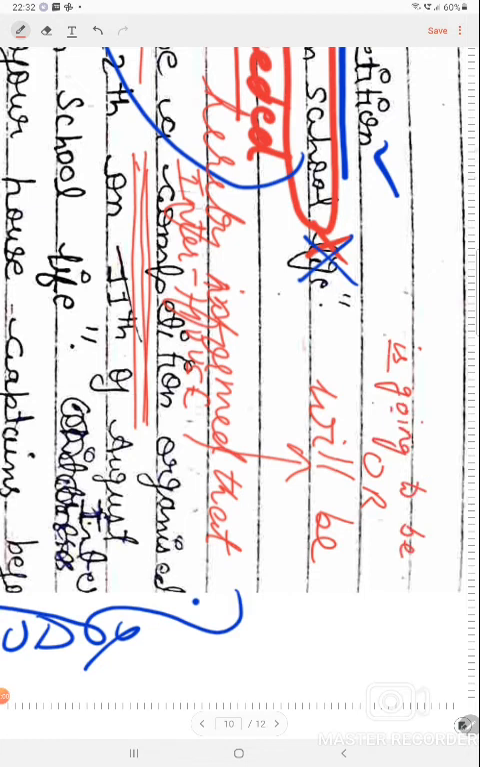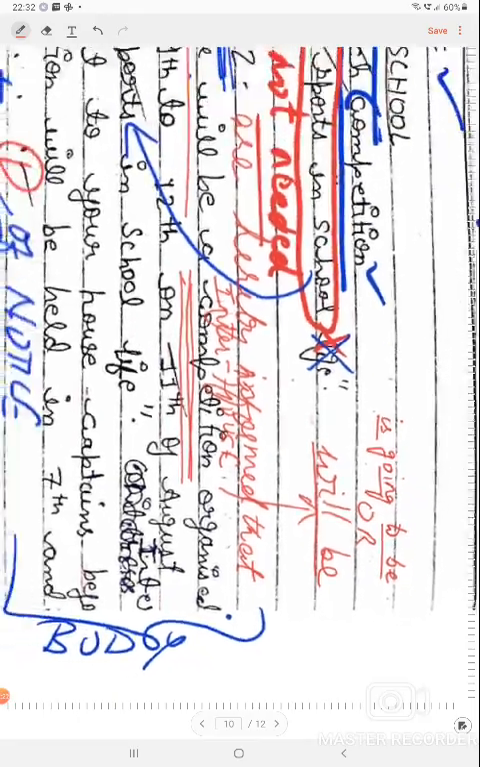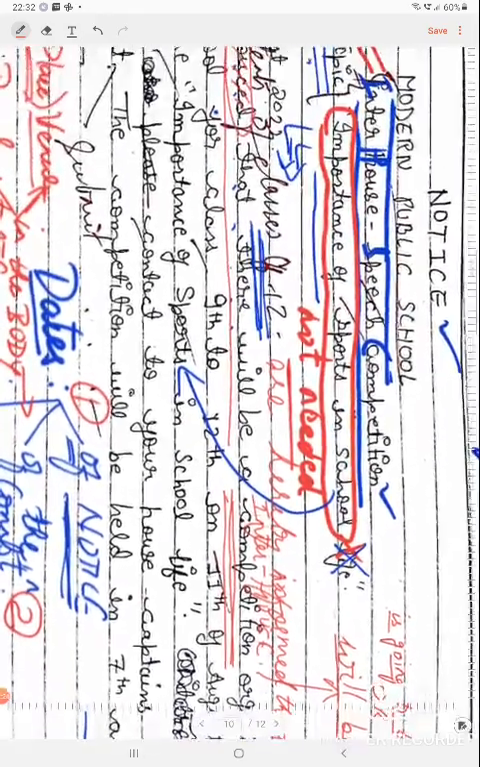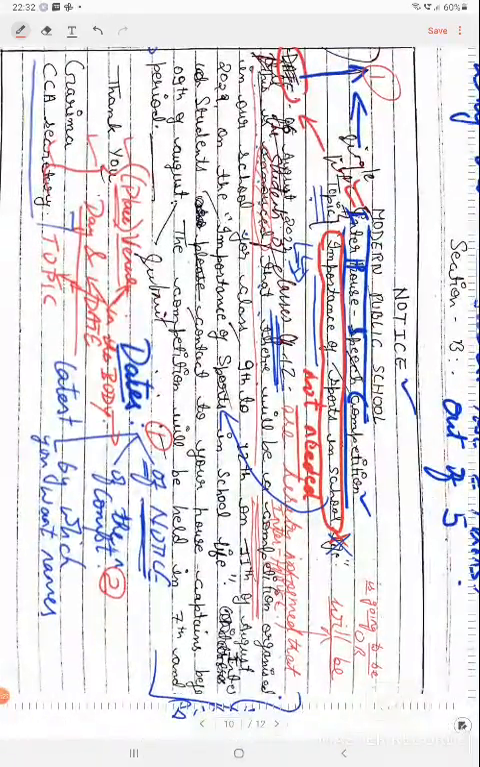Use it as a template. I have been telling in my classes, some words, some frames are fixed. These are templates. A speech competition, an inter-house speech competition, and zonal level competition, whichever the competition is going to be organized. This is a fixed format. Is going to be organized, will be organized in our school.